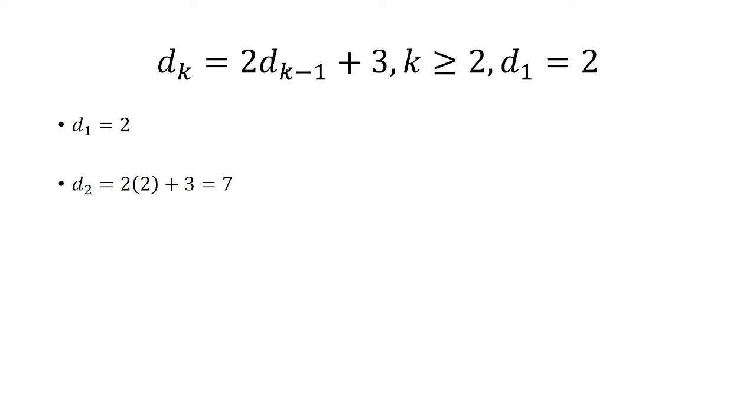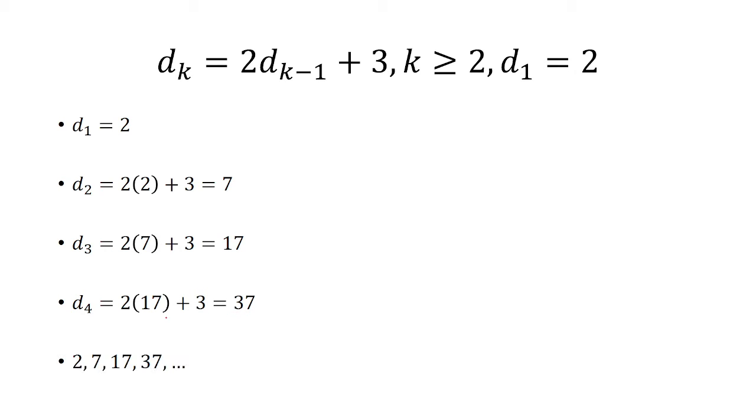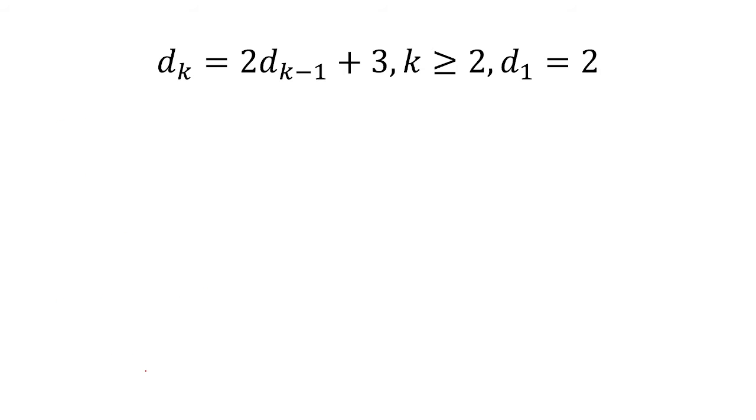Now in order to get d2, you take 2 times the previous term, which was 2, and then add 3 to it to get 7. Now for the third term, we're going to take 2 times the previous term, which is 7, plus 3 to get 17. And the fourth term will be 2 times the previous term, which was 17, plus 3, and that's 37. So right now, the sequence is 2, 7, 17, and 37, etc.